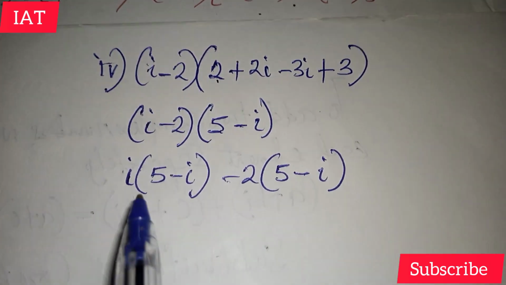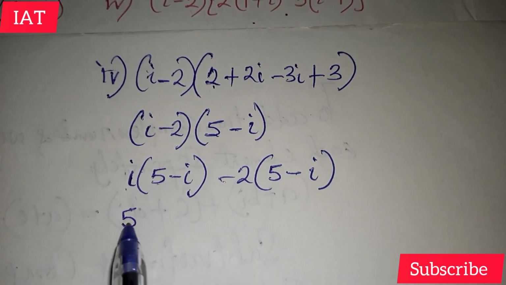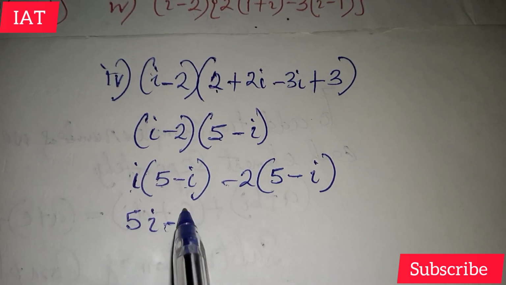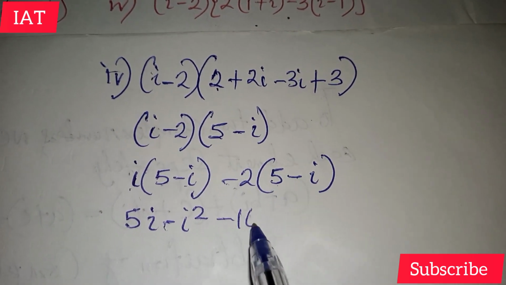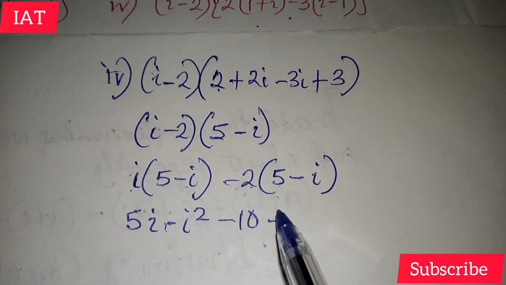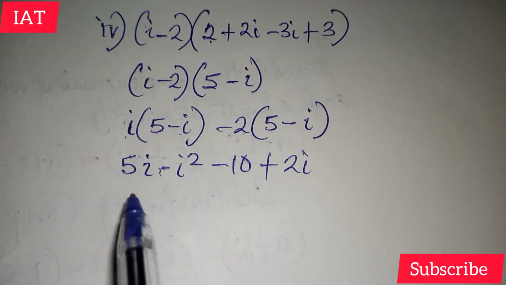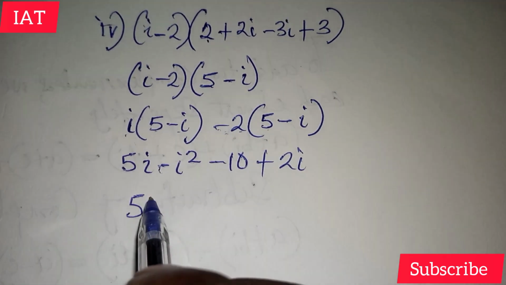So if you expand this, what should we have? i times 5i will give us 5i. i times minus i will give us minus i squared, and minus 2 times 5 will give us minus 10, and minus 2 times i will give us plus 2i. So we know that i squared is minus 1, so this will change to plus 1. So 5i.